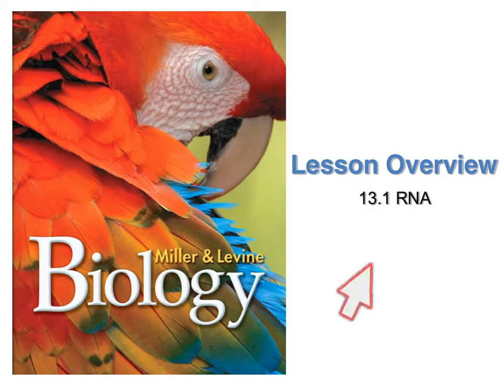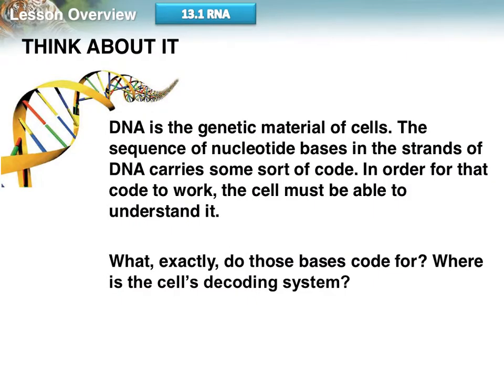All right, we're going to talk about section 13.1, and we're going to talk about RNA, how it's different from DNA. As we learned in chapter 12, DNA is the genetic material of our cells, and the sequence of nucleotide bases in the DNA is in some sort of code. So in order for that code to work, the cell must be able to understand it. So what do these bases code for, and what is the cell's decoding system for this genetic code?